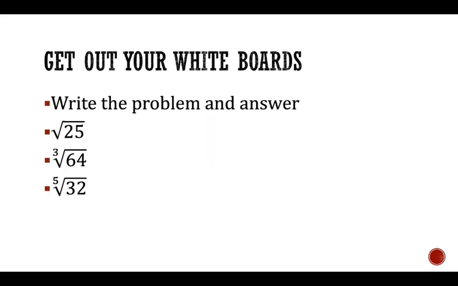All right, I'm going to do one more on your board. Are you ready? I'm going to try to stump you. Write the problem and the answer, please. I'm going to put a hint up here. 25 was 5 times 5, or 5 squared. See if that'll help you figure out the other one.